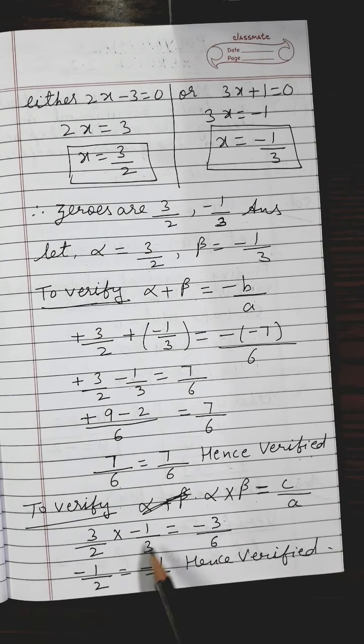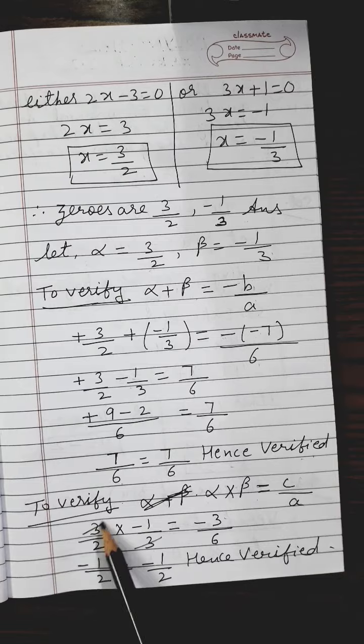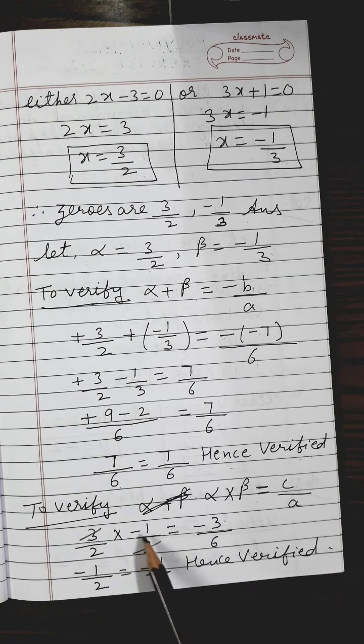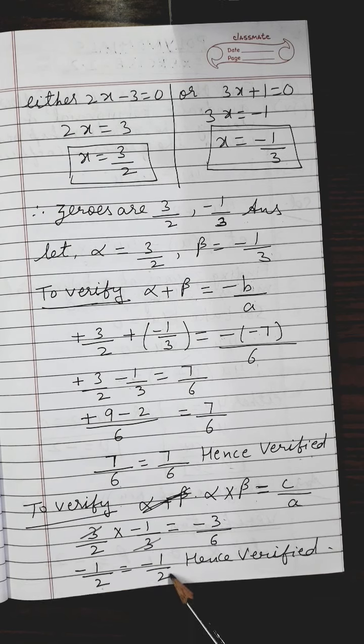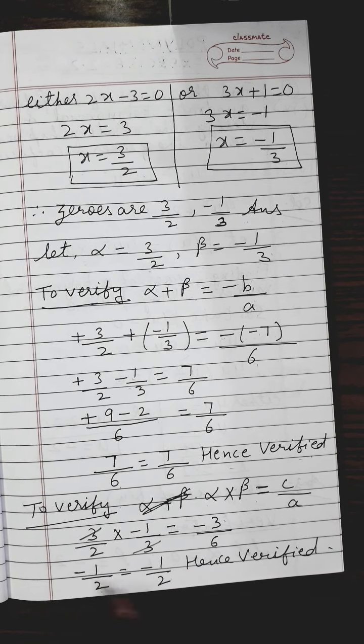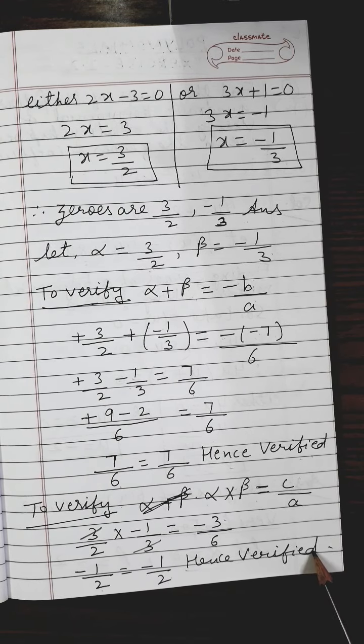Now multiply these two terms. This 3 will get cancelled with this 3. So what you are left with on the left side is minus 1 upon 2. Similarly, come to the right side, you cancel it out. This will give you minus 1 upon 2. So what do you notice? That left side is equal to right side. So this is how you write, hence verified. So both the verifications are done.